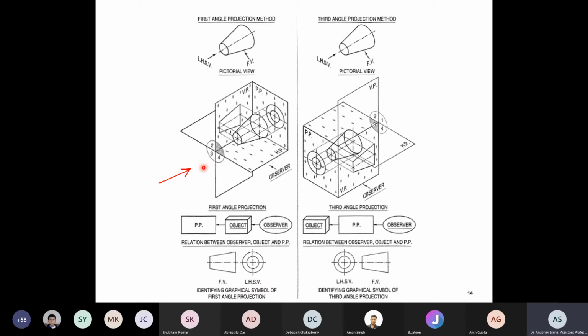Because I am looking from this side, but the projection plane is behind the object, this view I am making here on the right side. This is basically the left hand side view, LHSV stands for left hand side view. So I'm looking from the left side, but I'm drawing on the right side. Is this clear? I'm looking from here, but I'm drawing here.